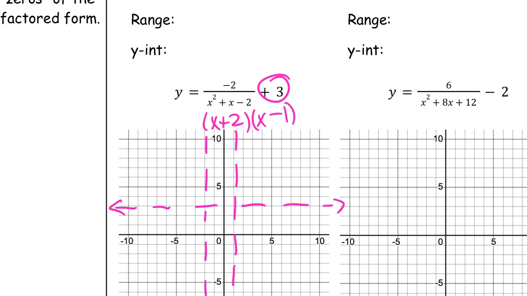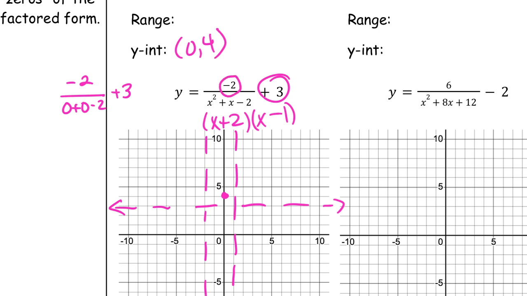I want you to find the y-intercept, and you're going to do that by plugging in x equals 0. So tell me what you get when you plug in 0 for x. Do you get 2 answers? No, it's 1 answer. You end up with -2 over 0 plus 0 minus 2, plus 3. -2 over -2 is 1. 1 plus 3 is 4. Okay? So that means I have a y-intercept right here at 4.